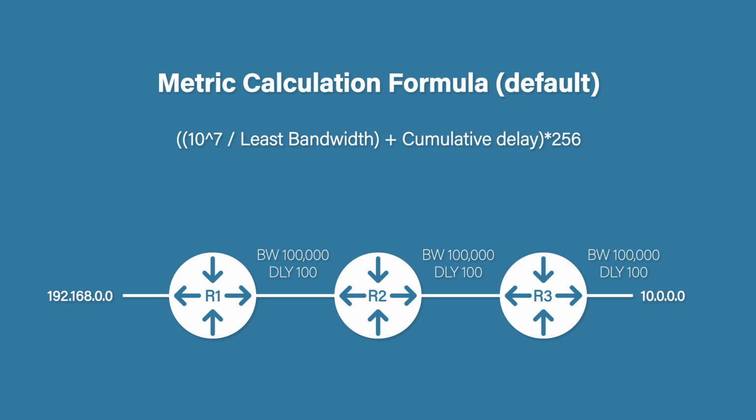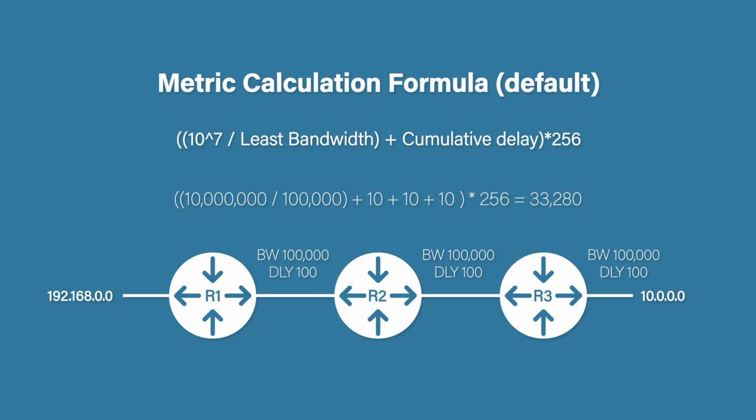It is. So if we calculate this, it's 10 to the power of 7. So that equals 10 million. Divide by our lowest link bandwidth, which in this case is 100,000 kilobits per second, because, well, they're all 100,000 kilobits per second. If there was one, say, 10,000 kilobits per second, then we would use that instead. Plus all of our outbound delay. 10 plus 10 plus 10. All of this multiplied by 256 equals our metric of 33,280.